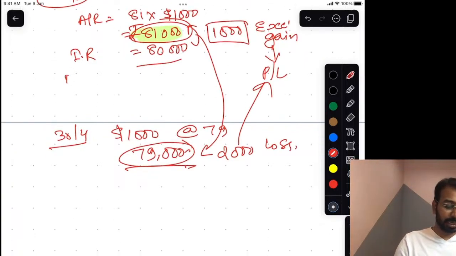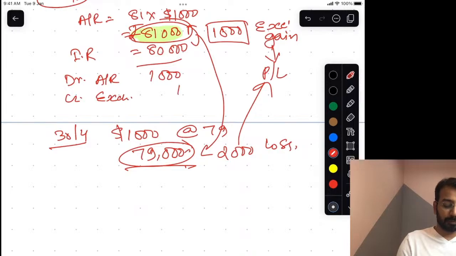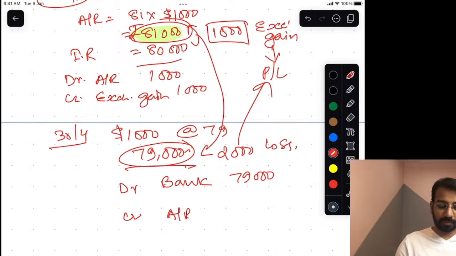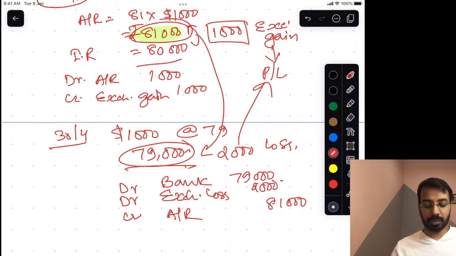So here you will say debit account receivable 1,000, credit exchange gain 1,000. Here debit bank 79,000, my customer is gone, credit account receivable 81,000. The difference, debit exchange loss 2,000. Right. So this is how you will account for monetary items.